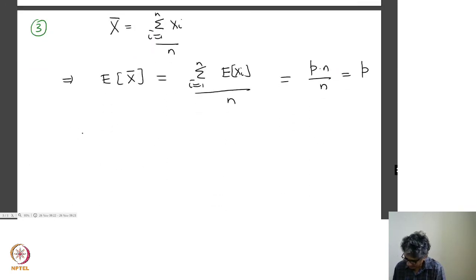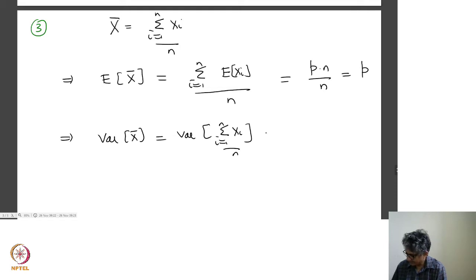And now, again, you know that the variance of x bar is the variance of summation i equal to 1 to n xi divided by n, which is the same as 1 over n squared times the variance of summation i equal to 1 to n xi, by the rules of variance. And now, since they are independent, here I'm using independence.